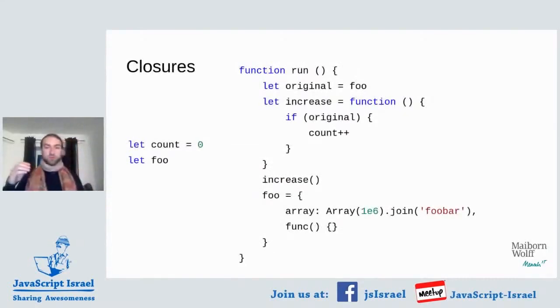To go and show you some concrete examples, here we have the closure, for example. We have two variables, let and foo, count and foo. We assign 0 to count, and we have a function run. And when we execute run, we have internal variables that are only local to the run function. But here we assign to the inner variable, original, the outer variable foo. And then we have another one, called increase, as a variable. It's actually a function.